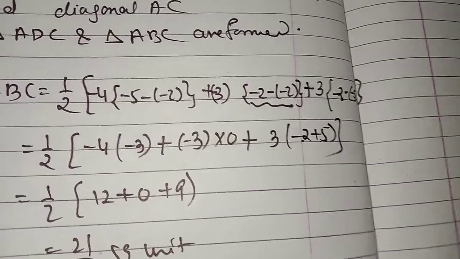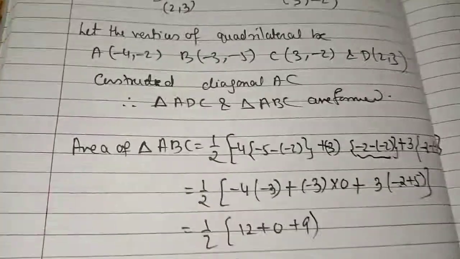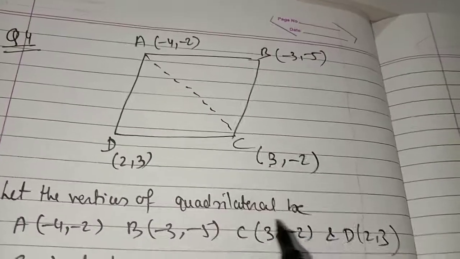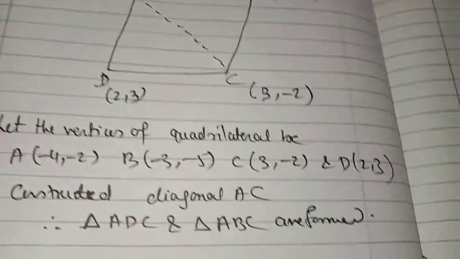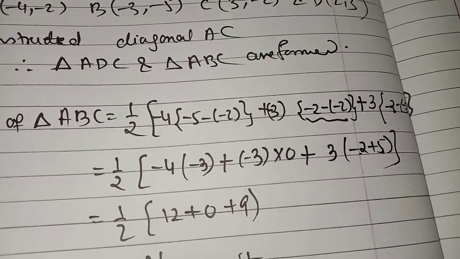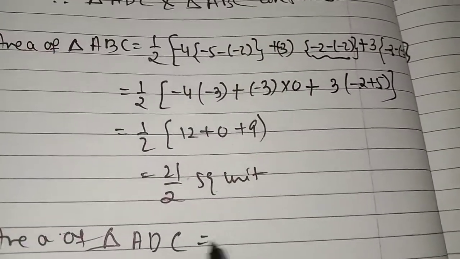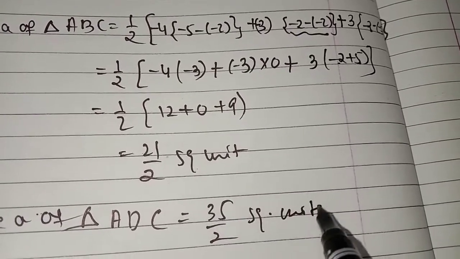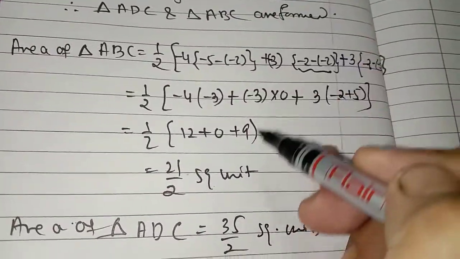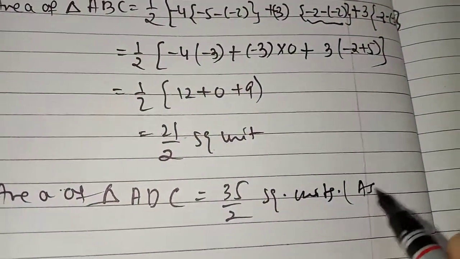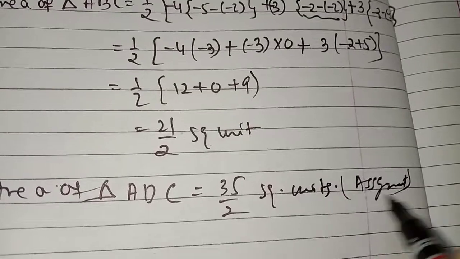Clear? Now I am giving you an assignment to find area of triangle ADC. Same way to find ADC, it will be an assignment for you. So area of triangle ADC, I am just writing the answer. It will be 35 by 2 square unit. You do not have to write directly. You have to solve like this. I have solved so many questions, so it will be your assignment. And you have to send me your notebook also.